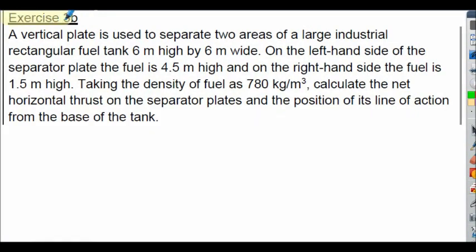Exercise 3b, which is a slight variation on the solution sequence. In the previous question, we've only had fluid on the left-hand side or the right-hand side of the sluice gate. With exercise 3b, we have fluid on both sides. So I'm going to outline exercise 3b to you.